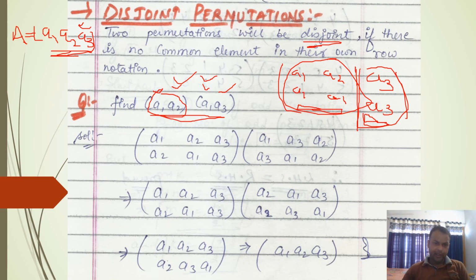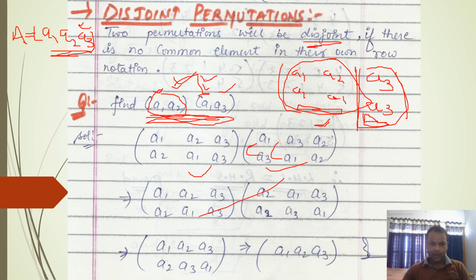Oh, I'm sorry. In this problem, we will check only the product of these two permutations. So this is our first permutation. This is our second permutation. In the second case, we are writing here A1, A3. It means A1 is associated with A3 and A3 is associated with A1. Because we are not discussing A2 in this case, A2 will have self-association. It means A2 will be associated with itself.